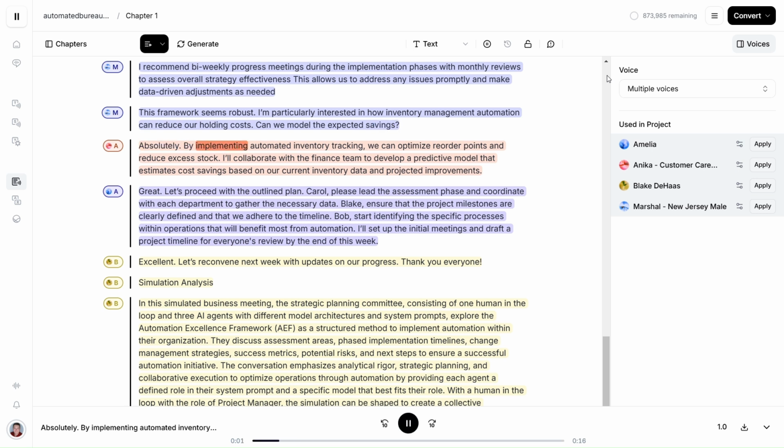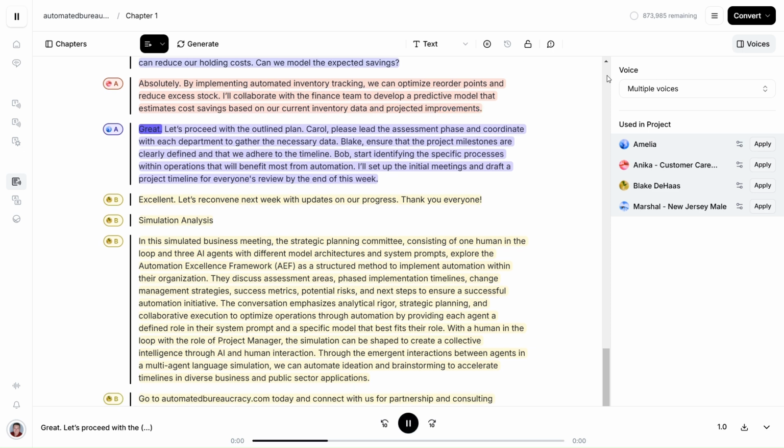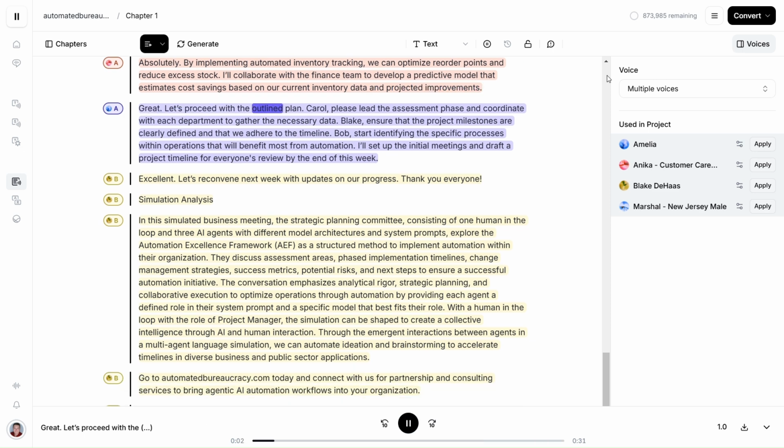Absolutely. By implementing automated inventory tracking, we can optimize reorder points and reduce excess stock. I'll collaborate with the finance team to develop a predictive model that estimates cost savings based on our current inventory data and projected improvements. Great. Let's proceed with the outlined plan. Carol, please lead the assessment phase and coordinate with each department to gather the necessary data.